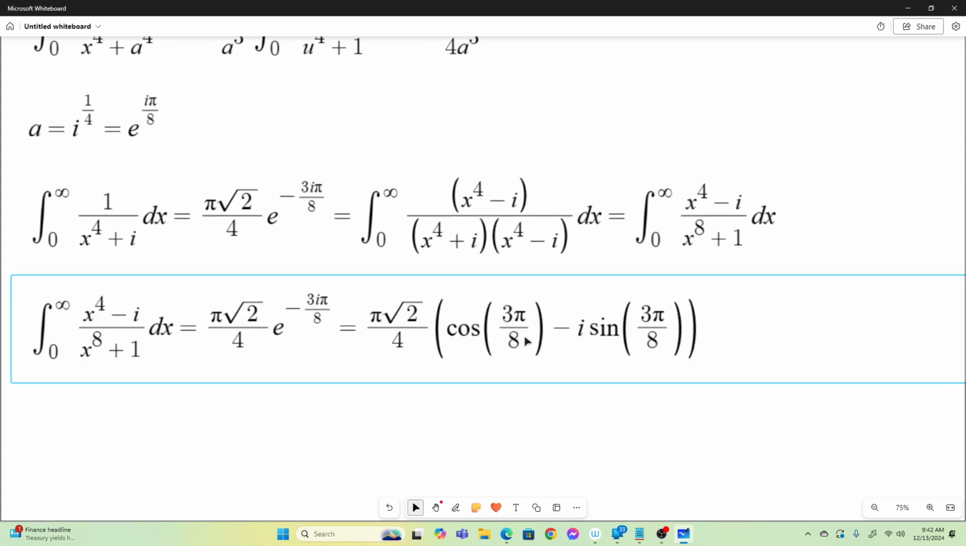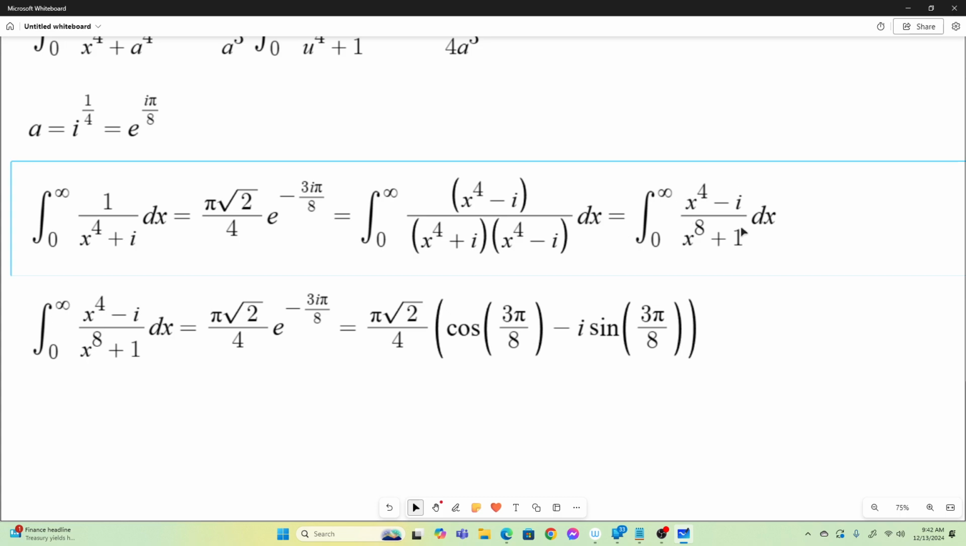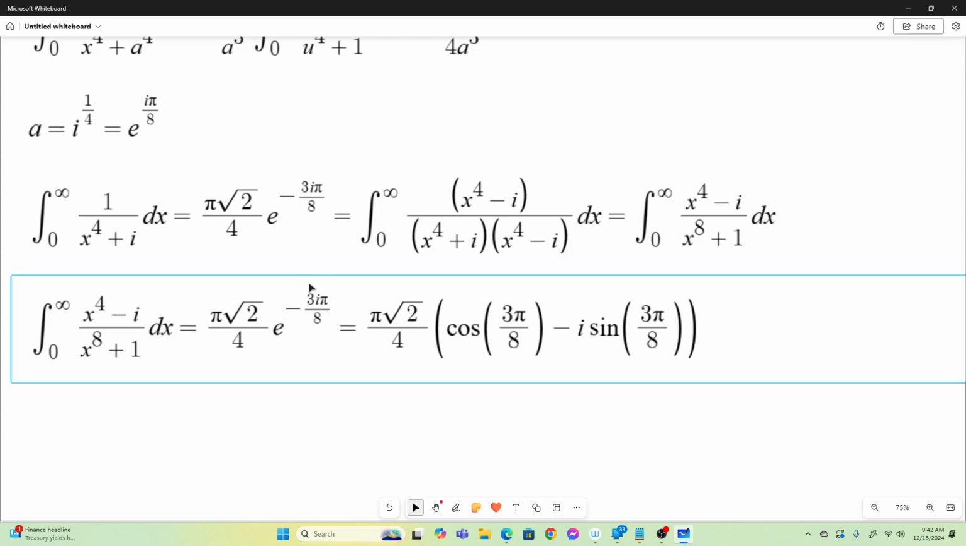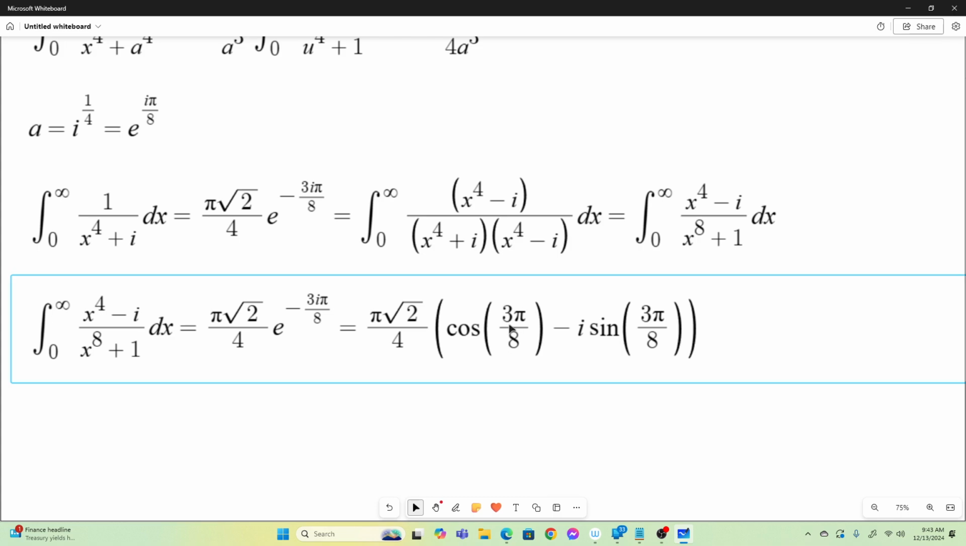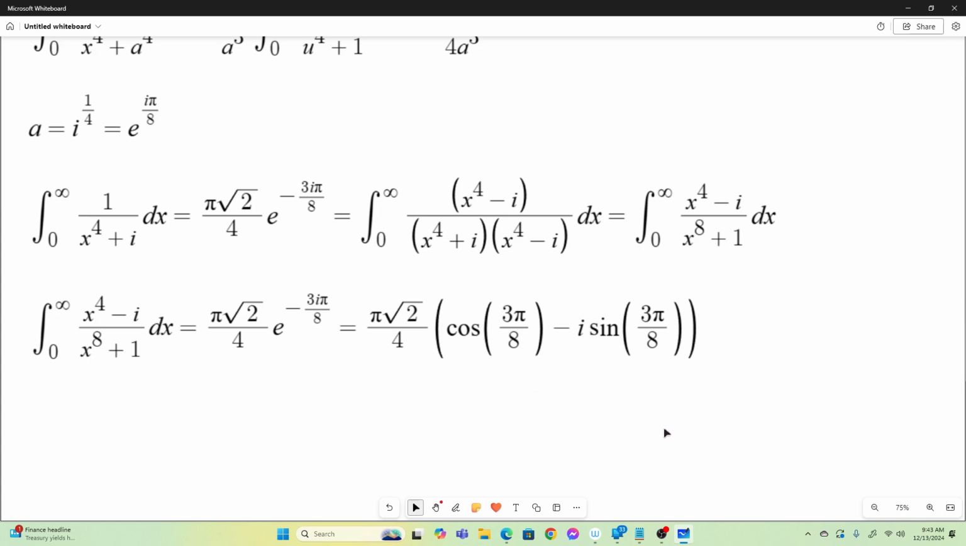So now we just restate this basically, that this integral right here is equal to this. And using Euler's formula, we can break up e to the negative 3i pi over 8 into its cosine and sine parts, like this. Euler's formula, of course, says that e to the i theta is equal to cosine theta plus i sine theta. Cosine of negative theta is just cosine theta, and sine of negative theta is negative sine theta. So that's how we get here.